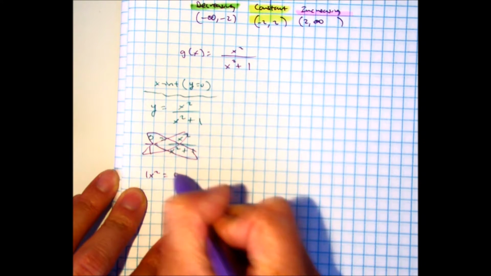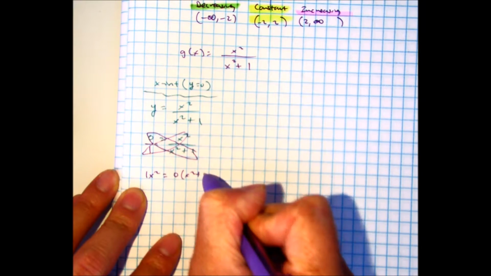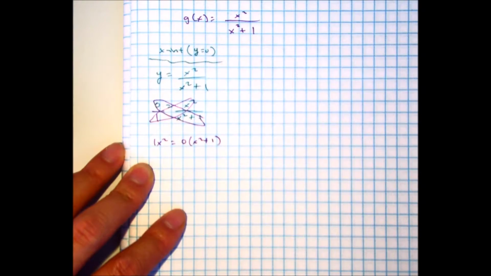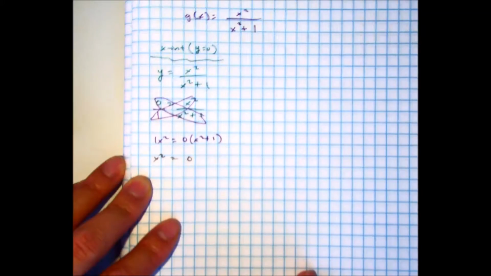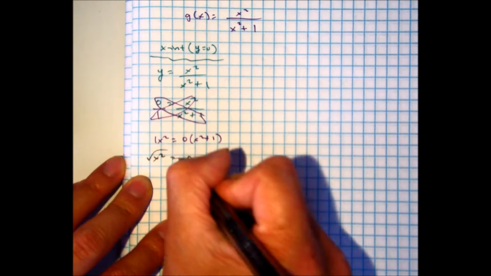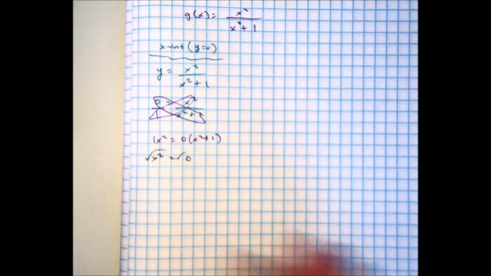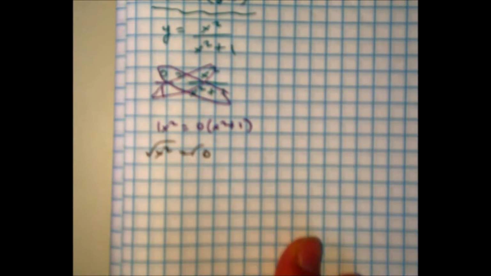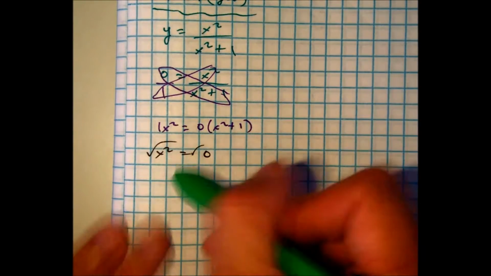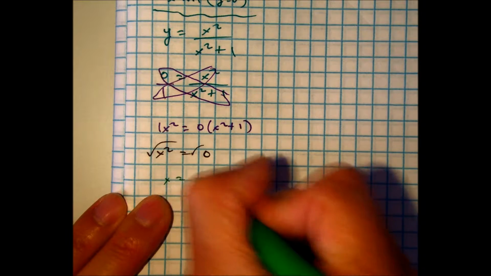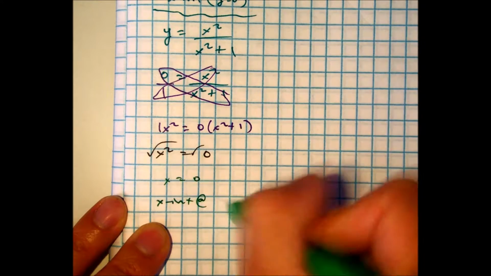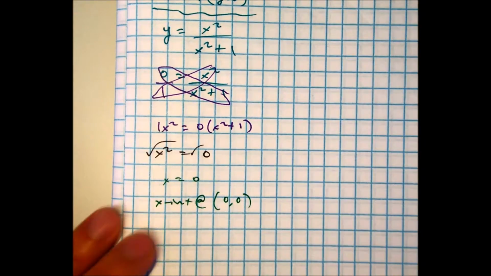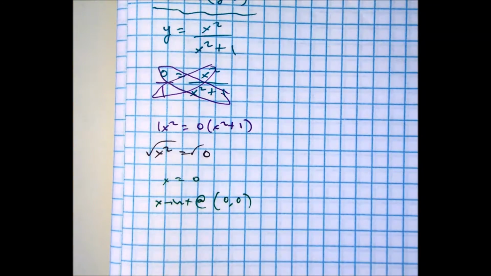1x squared times 0 times x squared plus 1. 0 times anything equals? 0. X squared equals 0. Take the square root of both sides. X is equal to? Did we say plus or minus 0? No, we just say 0. So that means we have an x-intercept at 0, 0. Raise your hand if you got that. Raise your hand. Good job, you.